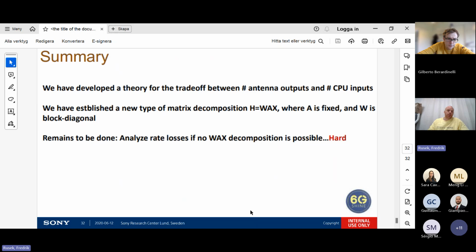Anyway, so my summary is just that we have developed a new theory for a trade-off between the number of antenna outputs and the number of CPU inputs. There is this trade-off. There is a very simple formula that will state exactly how many CPU inputs are actually required. And it all relies on a new matrix decomposition that we call the wax decomposition. And that was my half hour.